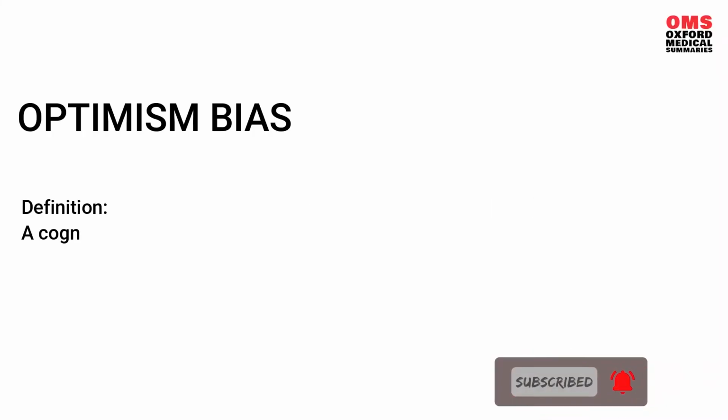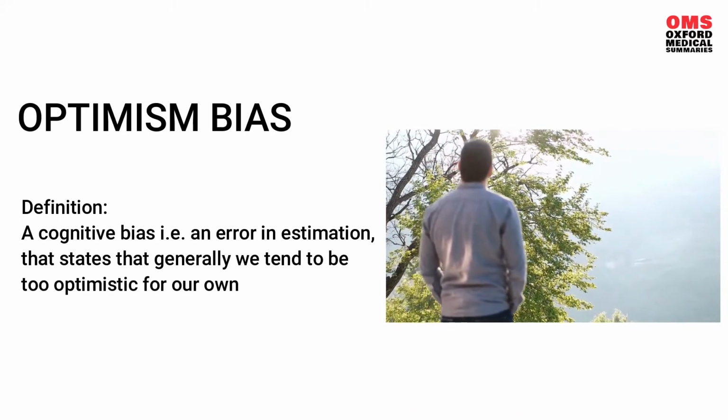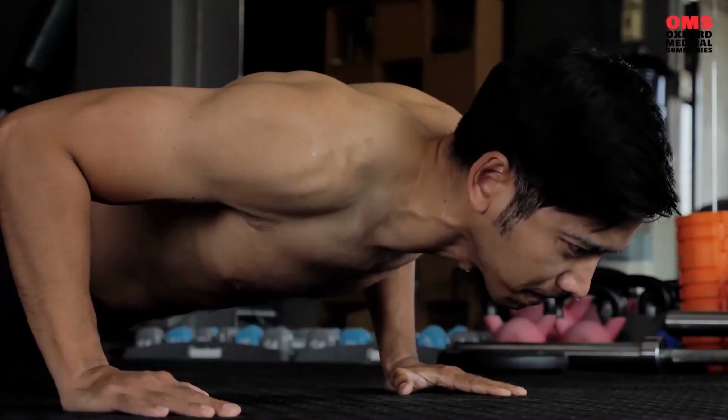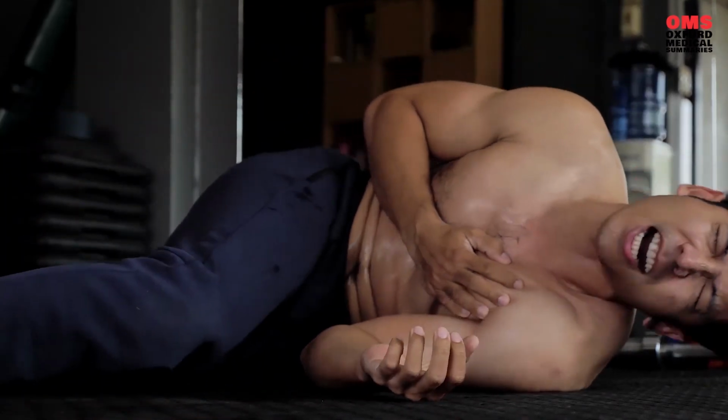The optimism bias. This is a cognitive bias, i.e. an error in thinking that states that generally we tend to be too optimistic for our own good. For example, we don't think we ourselves will suffer from cancer or a heart attack, whereas in reality both of these are very high risks for anyone.